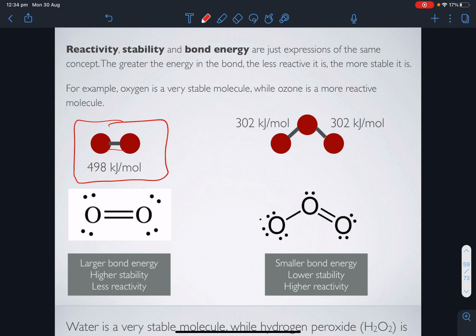So in ozone, there's two oxygen bonds here, and I know how we draw it during Lewis structures, but it's like they have 1.5 bonds each. They're 302 kilojoules per mole each. So you can see there's less energy in those bonds. So smaller bond energy, lower stability, higher reactivity. So ozone is more reactive than oxygen because it has a lower bond energy and therefore a lower stability, more reactivity.